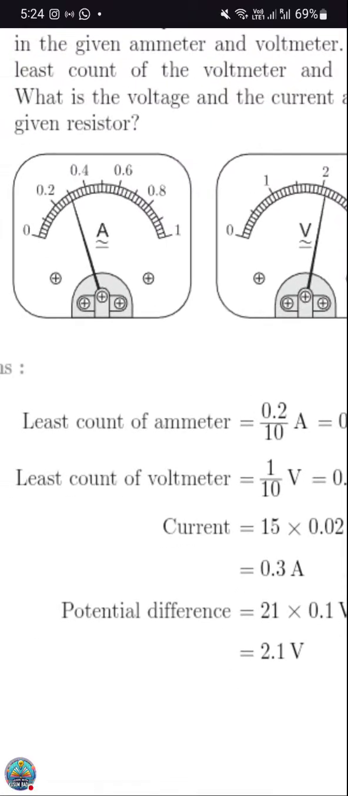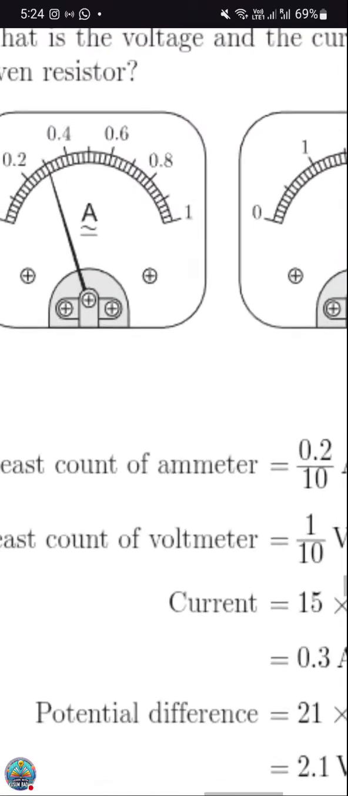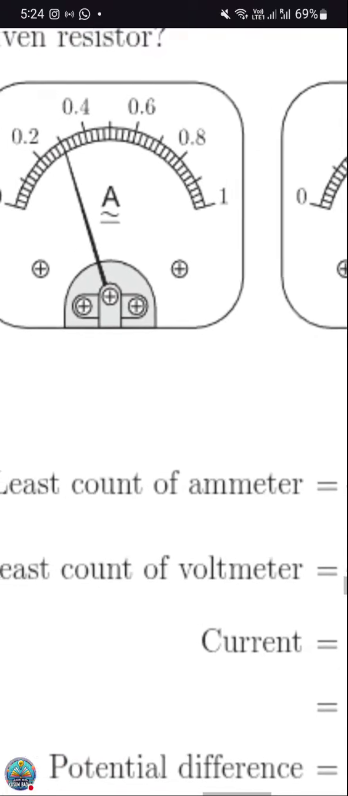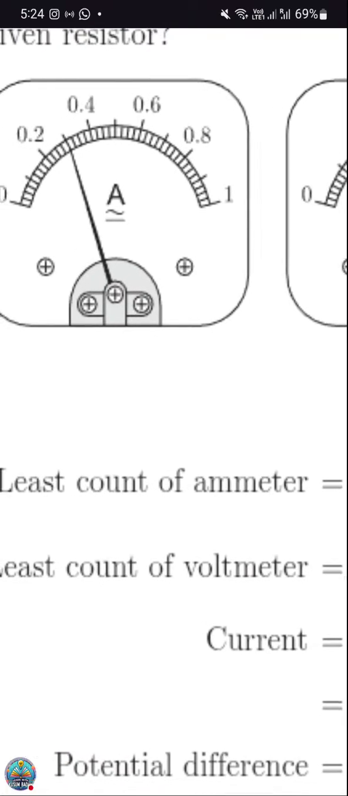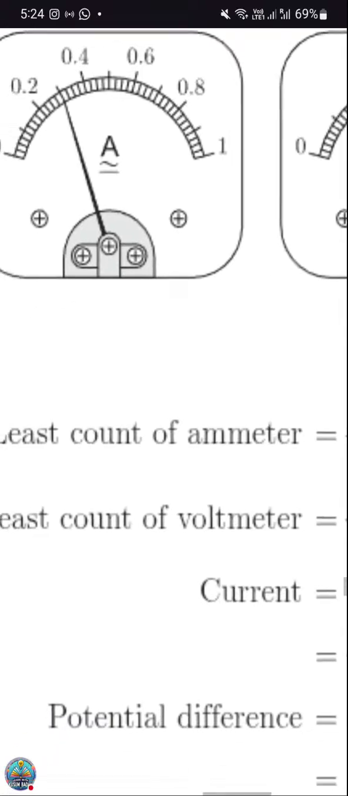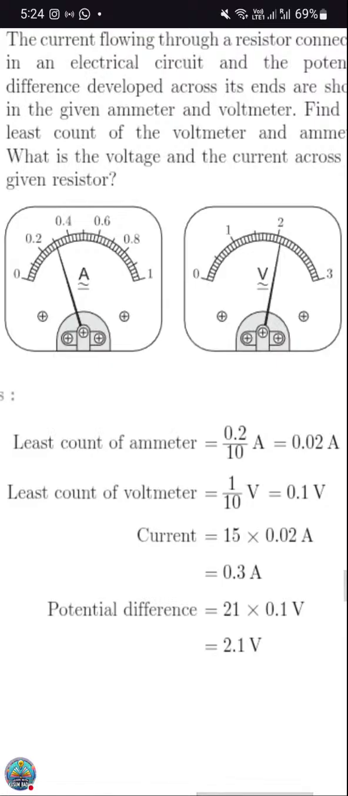For the least count of the ammeter, it is in between 0.2 and 0.4. In this question, they have given the solution wrong. It should be 0.3. 0.3 divided by 10, so 0.03.